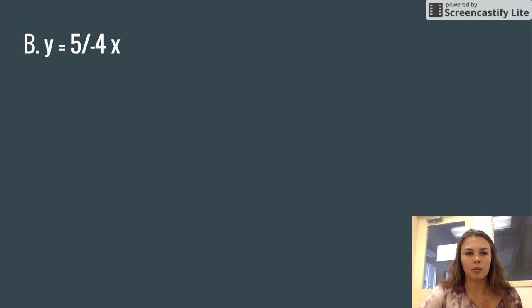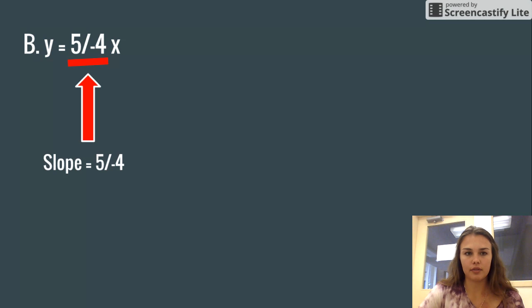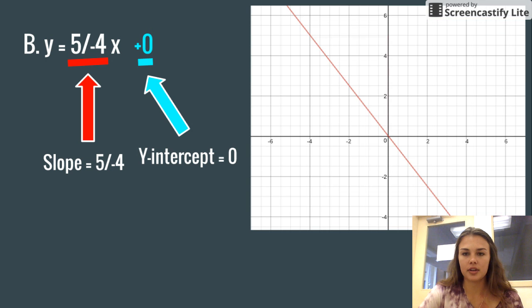Part B, y equals 5 over negative 4x. For your slope, the slope is attached to the x, so your slope equals 5 over negative 4. Technically, your y-intercept does not show up on your equation, but if you were to add 0, like shown, your y-intercept would equal 0. And again, if graphed, you would rise 5 and run backwards 4, and your y-intercept, it hits the y-axis at 0.